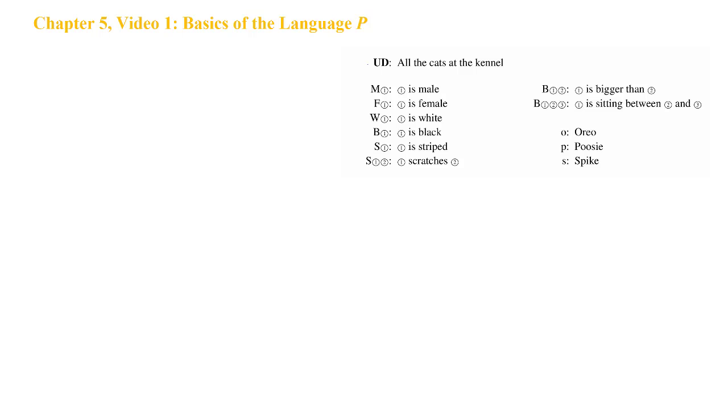Now, in order to deal with quantity terms like all, some, and none, we need to add quantifiers to our language. Quantifiers consist of a quantifier symbol and a variable, and then the variables will also be used in the predicates. So what are the quantifier symbols? We have an upside down A as our universal quantifier symbol, and an upside down E as our existential quantifier symbol.